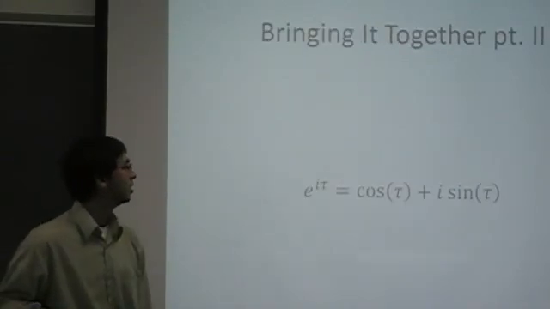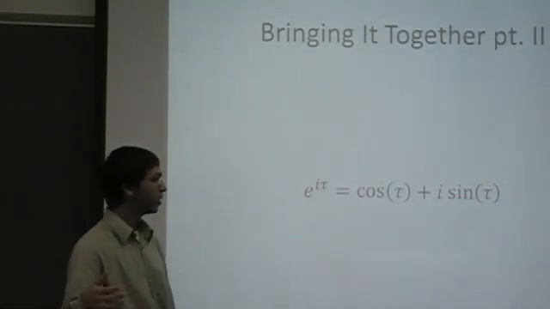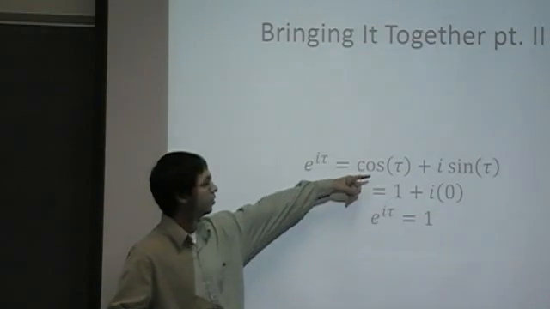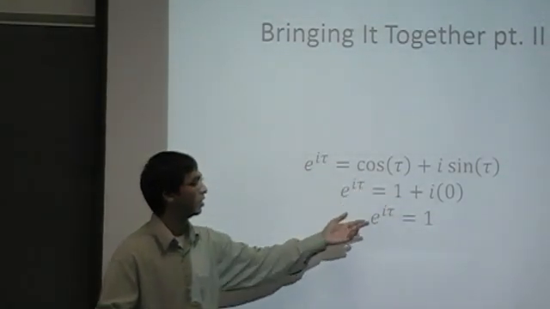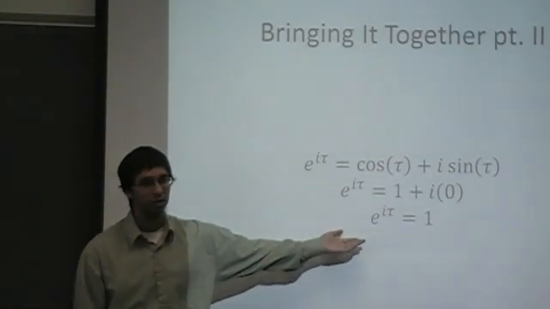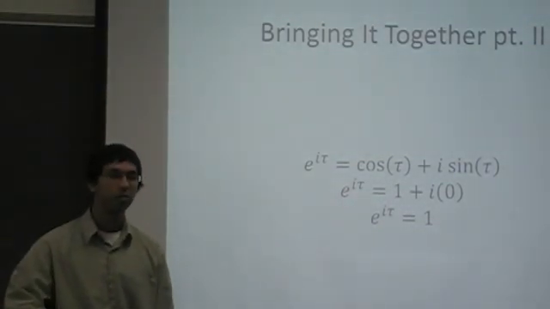Right. So if we substitute tau instead of pi, one revolution around the unit circle would come back to 1 when sine would still be 0. So right here, it actually does equal perfect unity between the different fields of mathematics.